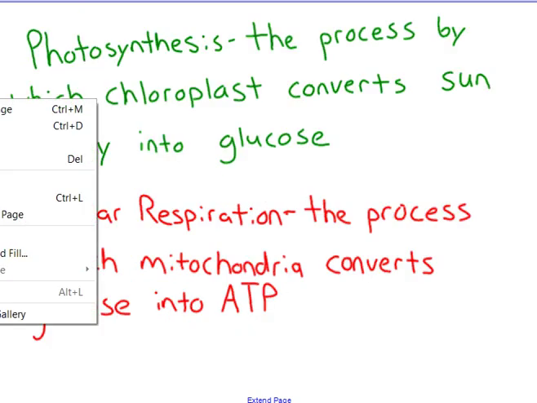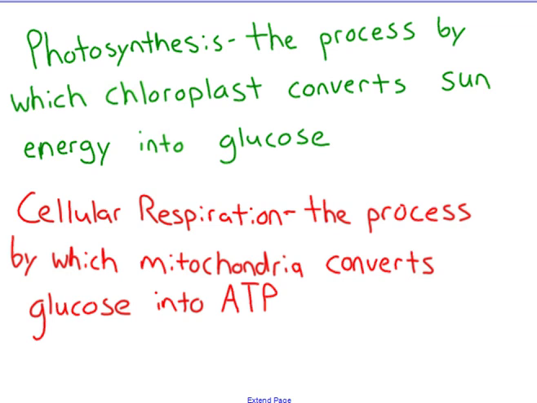So the actual definitions for these processes. Photosynthesis is going to be the process by which chloroplast converts sun energy into glucose. Sun energy just being light from the sun, glucose being chemical energy, food that we eat. Cellular respiration is then going to be the process by which mitochondria, which both plants and animals have, converts glucose into ATP, which is cellular energy.